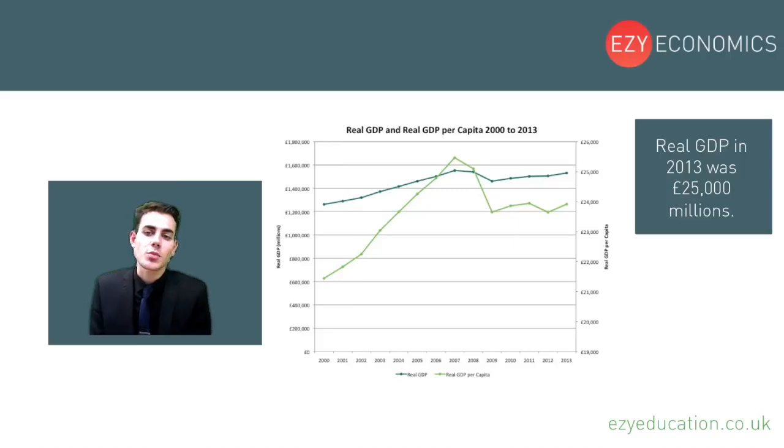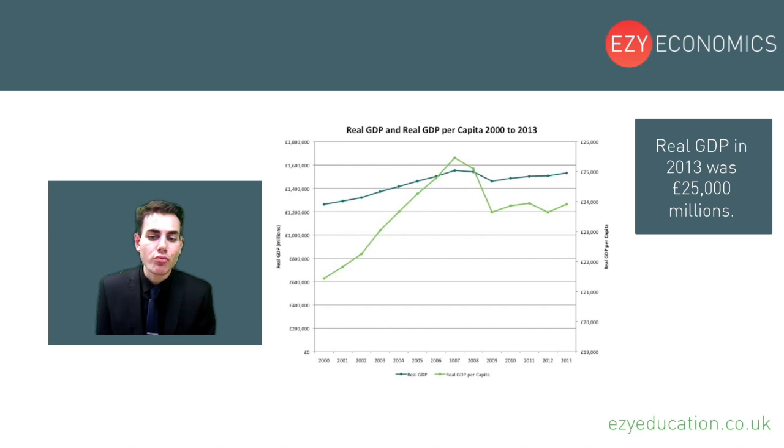Okay, so in this question we were given a chart that compared real GDP and real GDP per capita from 2000 to 2013, and we had to use the data given in the chart to assess the validity of the following statements. The first statement was that real GDP in 2013 was £25,000 million.